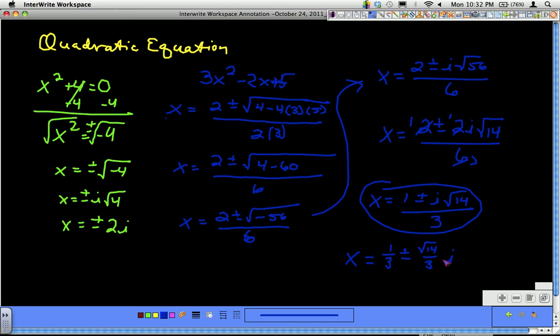And that takes care of our section on complex values.